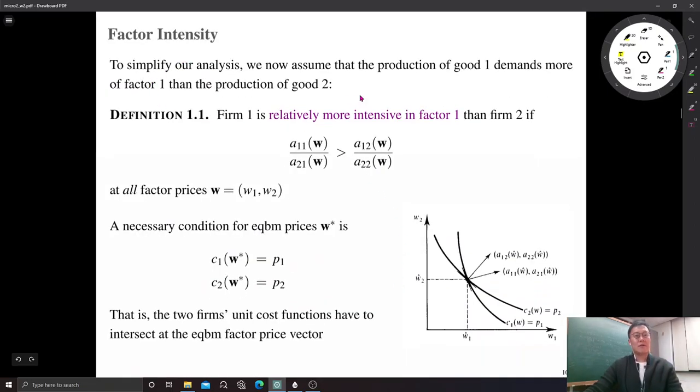And instead, let me focus on factor intensity. So we are going to make one more assumption for simplification of our analysis. The assumption is, we're going to assume the production of good 1 depends on factor 1 more than production of good 2. Okay. So how to formalize this idea? If we have two inputs, labor and capital, one production is more intensive in labor or more intensive in capital. How to formalize this idea with the CRS technology?